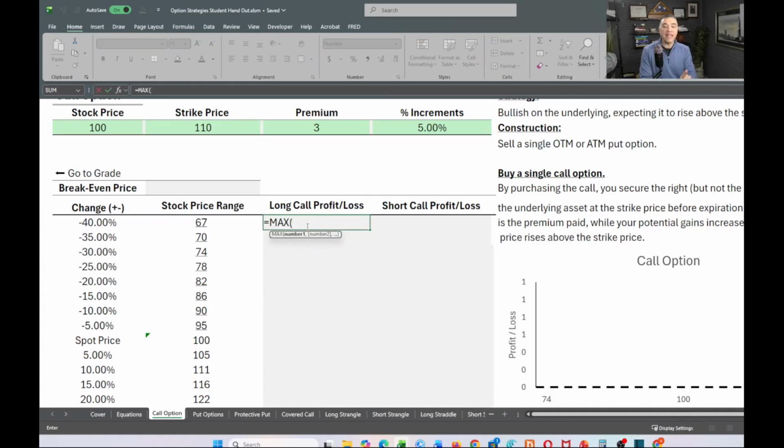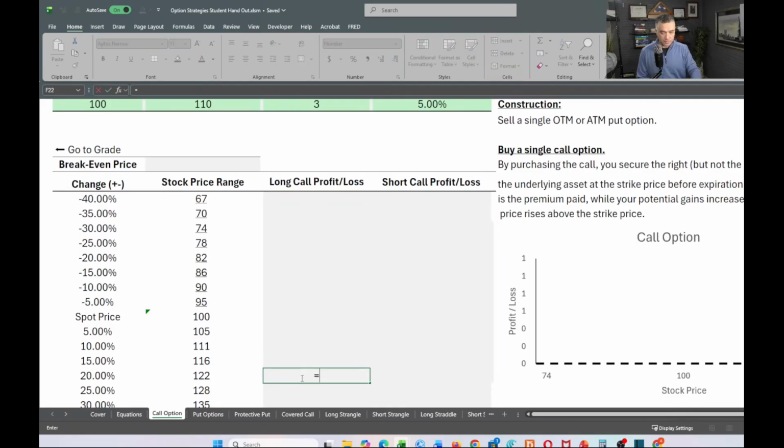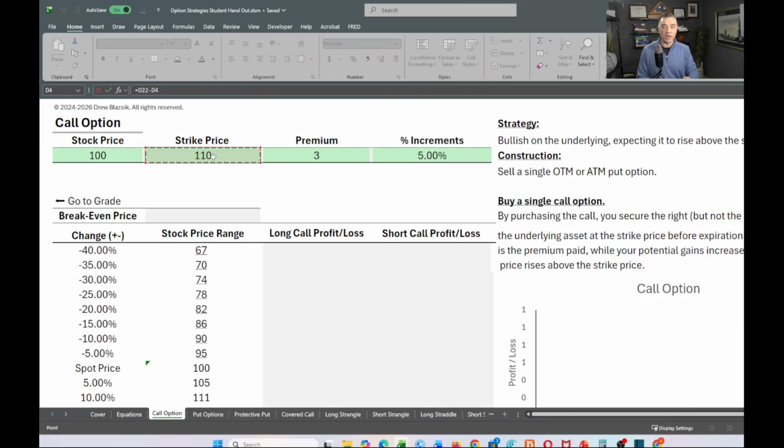So first off, anytime you buy something, actually before we do it, let's just talk about it. The profit and loss, I want you to think about, if the stock price goes up to 120, how much did I make? I bought it for 110 and it went to 120. Therefore, let's go down here to 122 to show. It's going to go 122, this is my profit, right? Minus what I paid, the strike price.